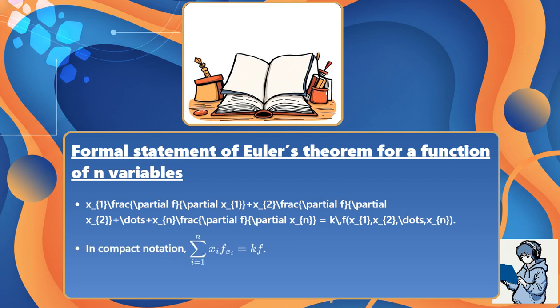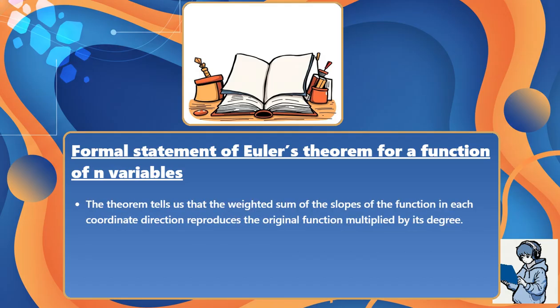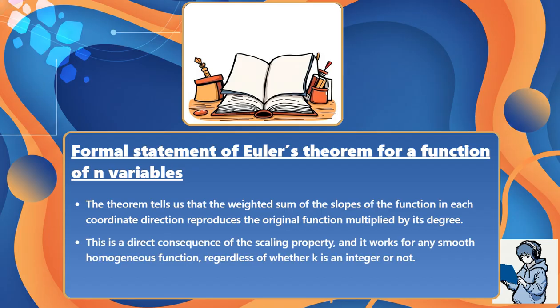In compact notation, the sum from i equals 1 to n of x sub i f sub x i equals k f. The theorem tells us that the weighted sum of the slopes of the function in each coordinate direction reproduces the original function multiplied by its degree. This is a direct consequence of the scaling property, and it works for any smooth homogeneous function, regardless of whether k is an integer or not.